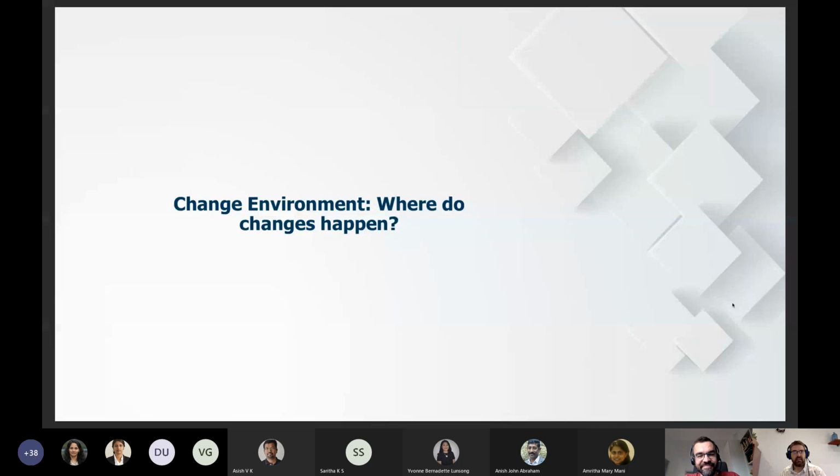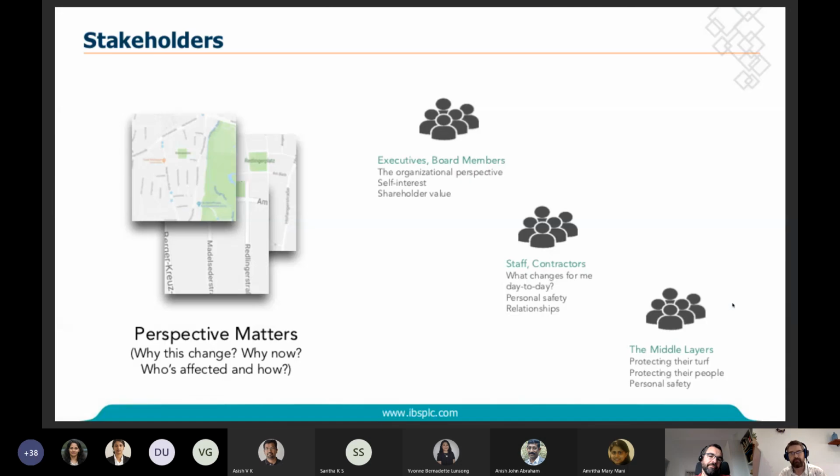So we're talking about the change environment. And here it's, where do the changes happen? It's not only where do the changes happen, but who is impacted by all these changes, right? Sometimes organizations are described as a group of people that are working together in order to achieve certain results. And any change that you make in the organization will have an impact on all these people, okay?